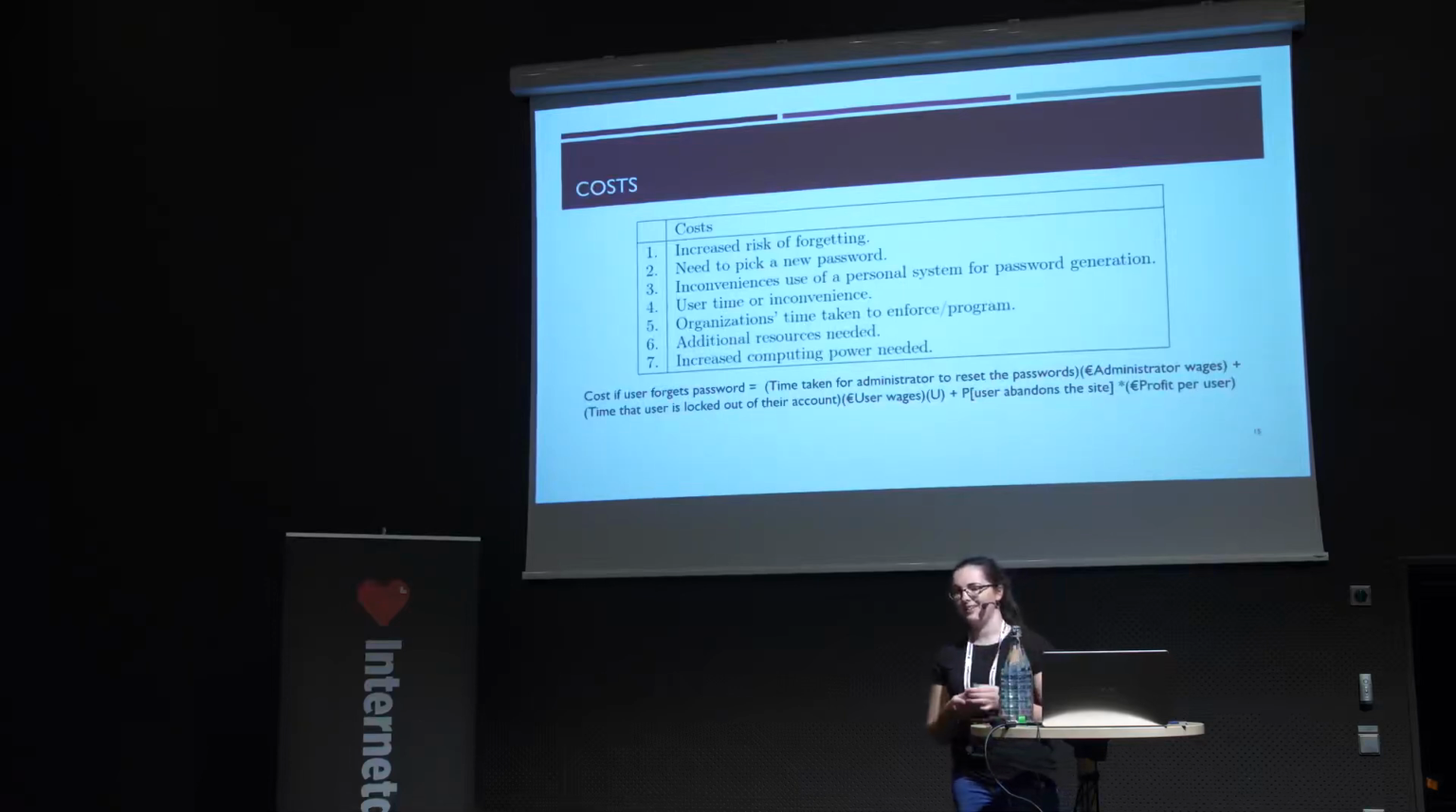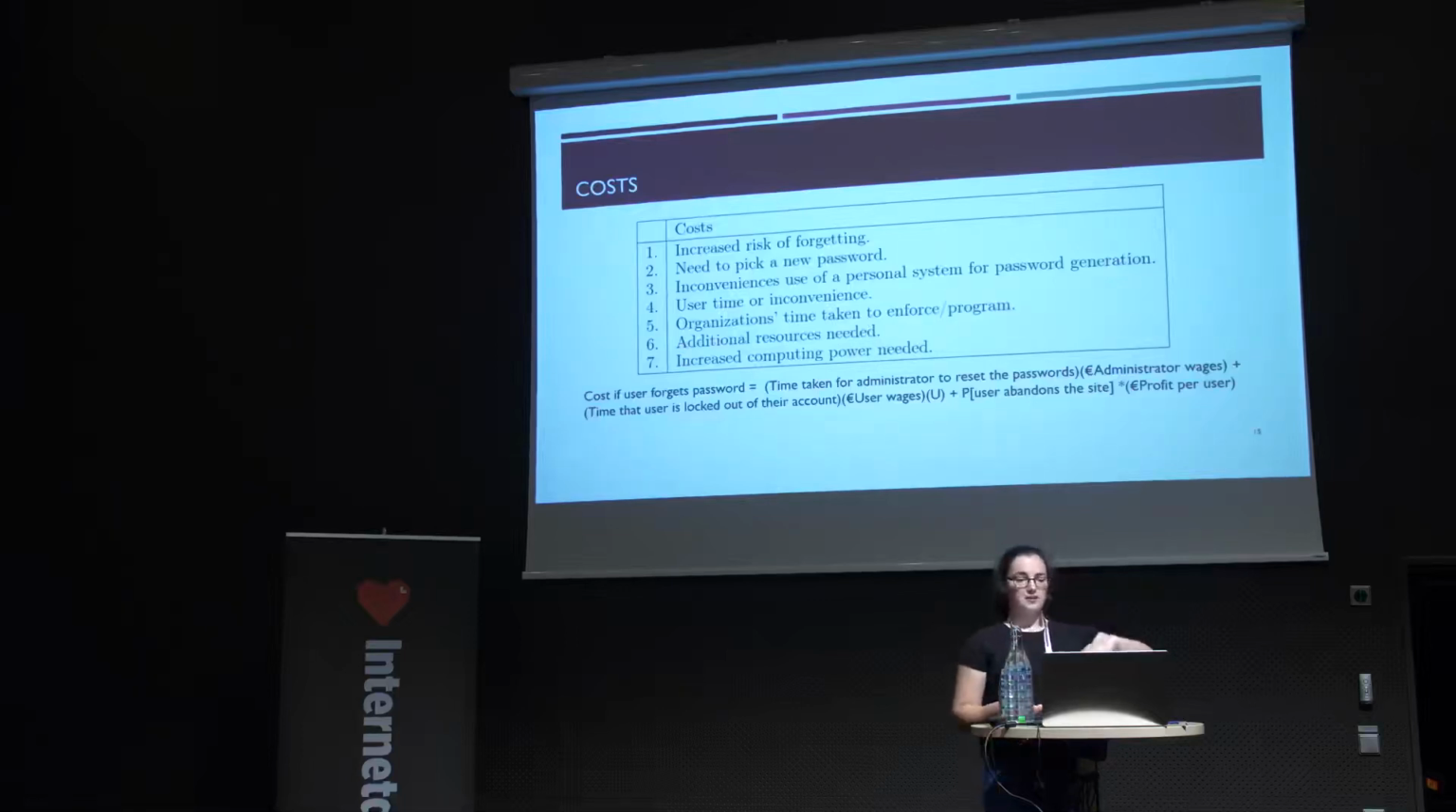So if you don't really care that the user is locked out for 48 hours, then it doesn't really matter. But if you do, then, so it's basically U as a value between 0 and 1. So then you have also the probability that a user will abandon the site because they've forgotten their password, and you have that multiplied by the profit per user. So if you aren't getting any profit per user, that can be set to 0.